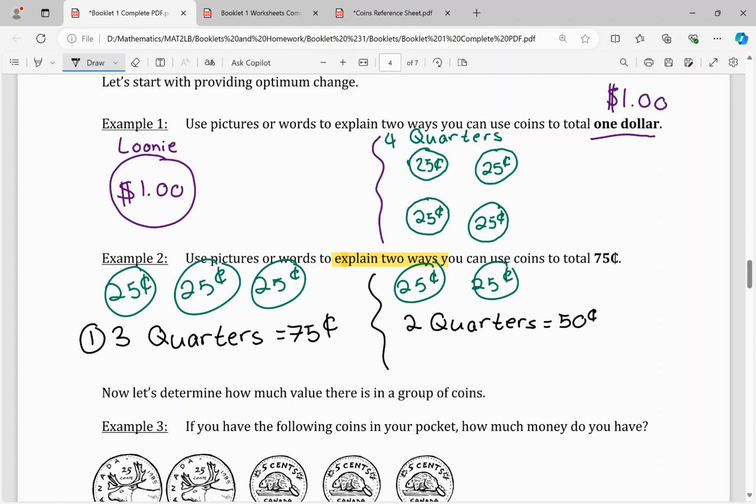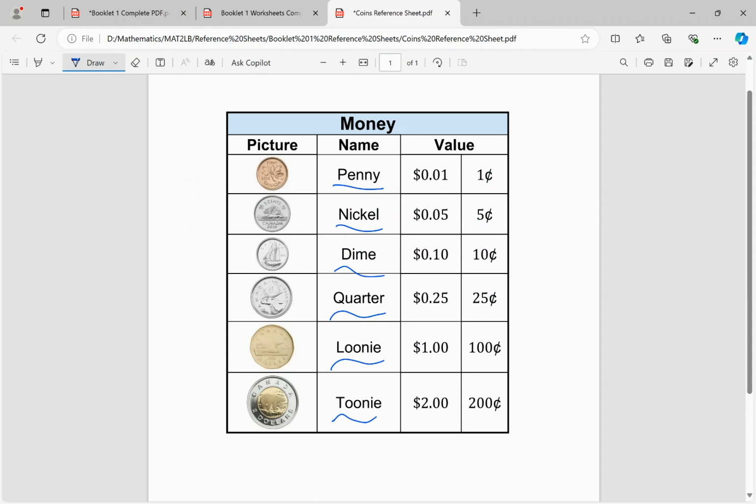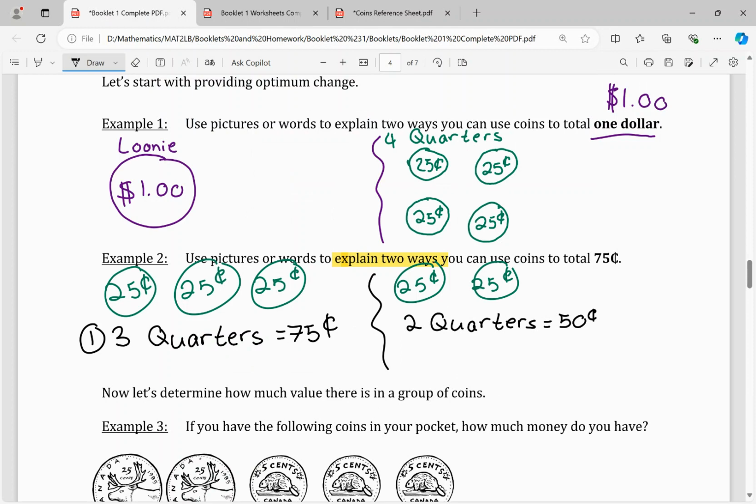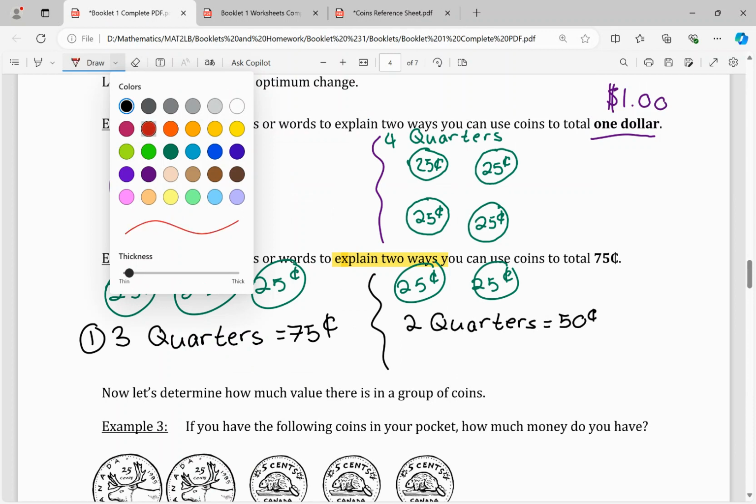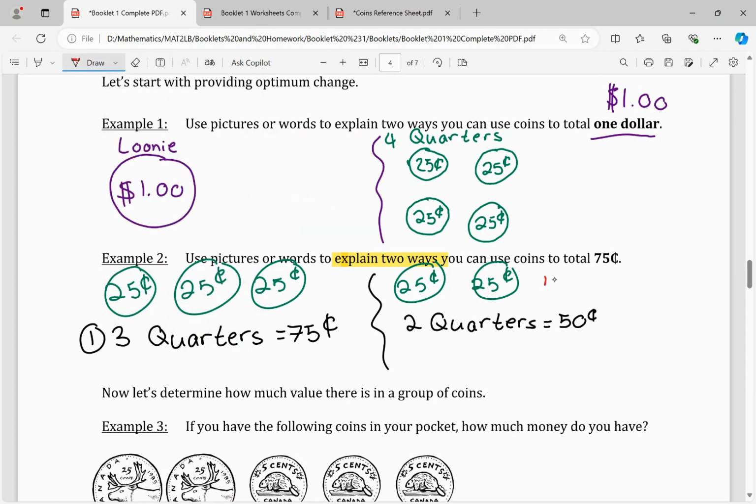So let's see if we can use some of our other coins. We have dimes, nickels, and pennies that are all smaller than a quarter. Let's see if we can combine some of those to make up the last 25 cents. So a dime is worth 10 cents. So if I'm currently at 50 cents, a dime would bring me to 60 cents because 50 plus 10. Another dime would bring me to 70 cents.